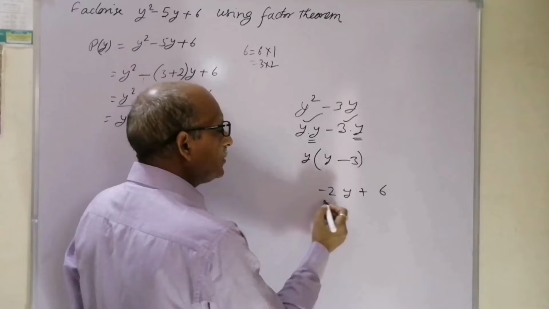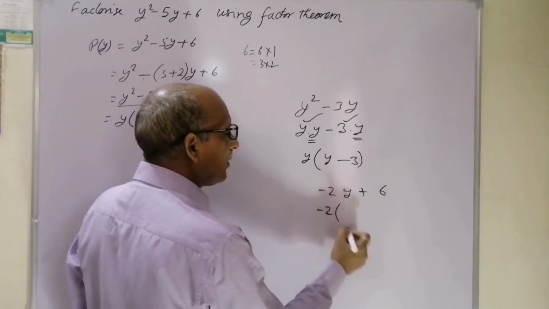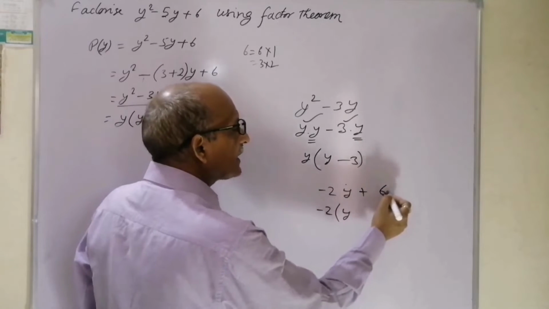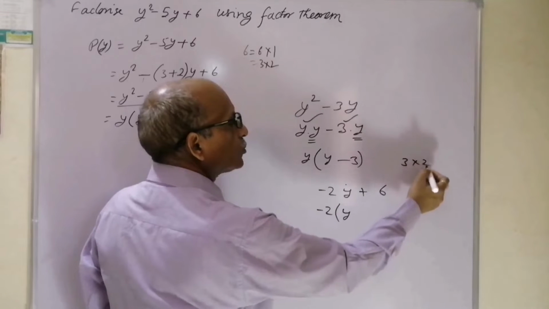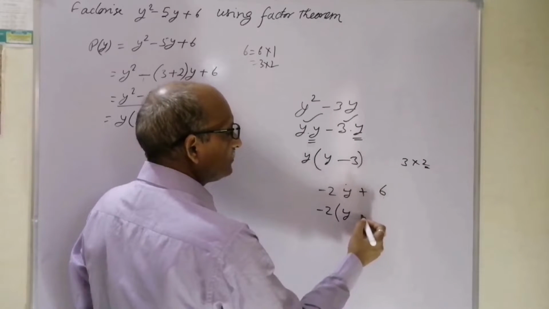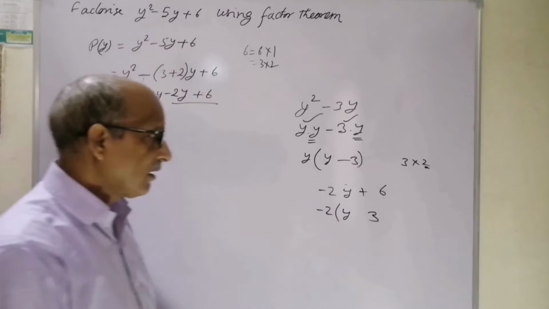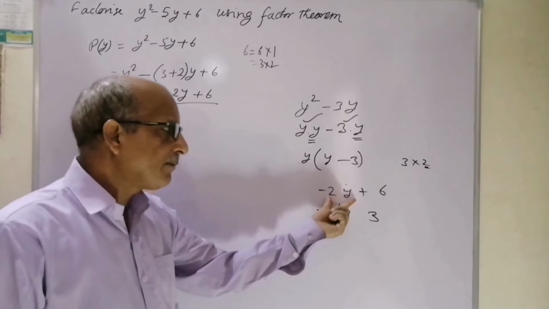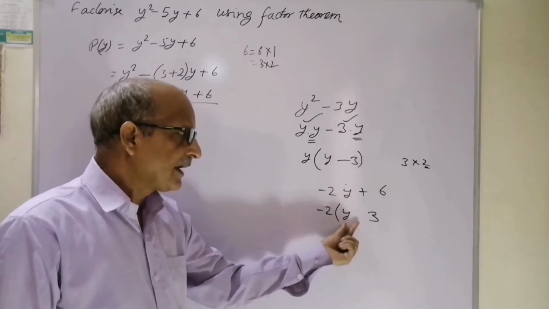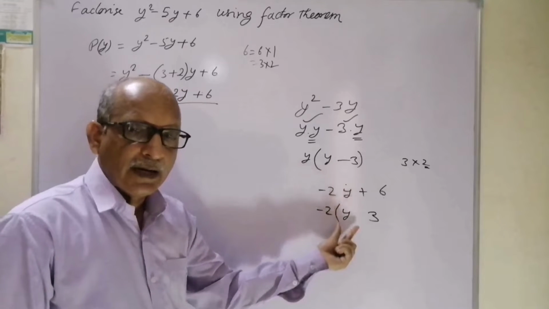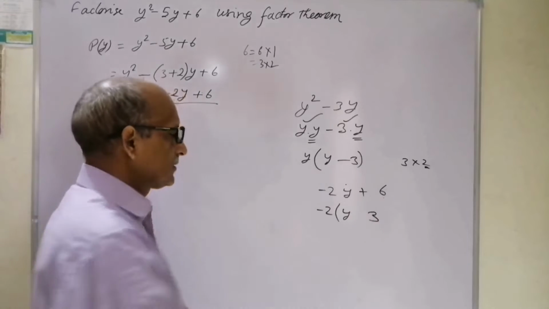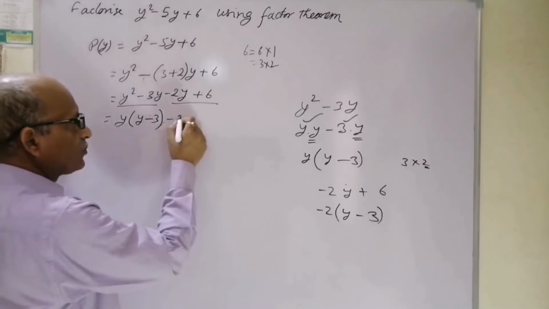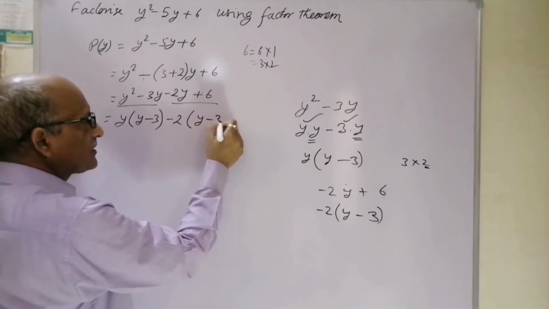Since minus is there, we'll take minus 2 common over here. What will be left? It is y. 6 can be written as 3 into 2. So 2 is taken out common. What will be left here? 3. Remember, if a minus sign is taken common, then while we are placing the terms inside the bracket, the minus term will become plus and the plus term will become minus. So for this we have got minus 2 in the bracket, again y minus 3.